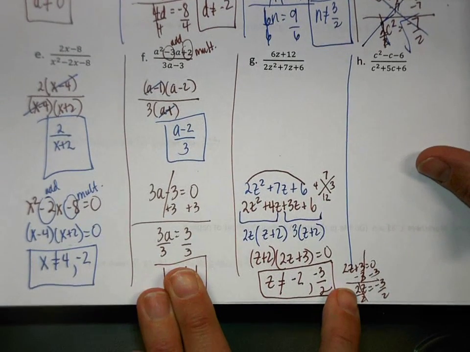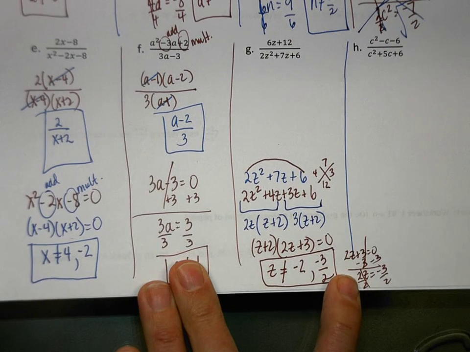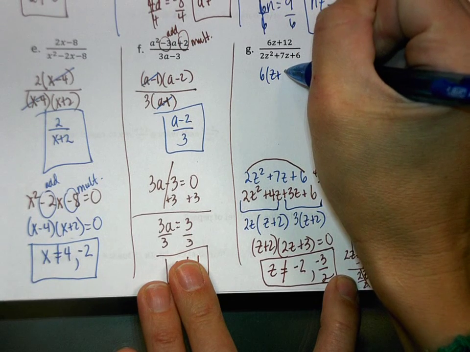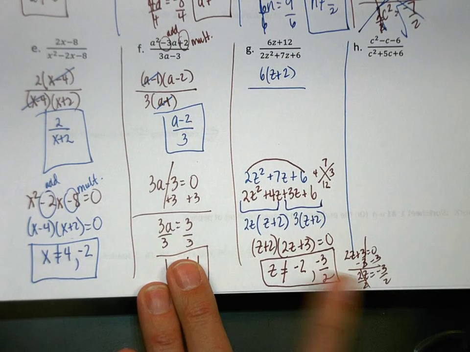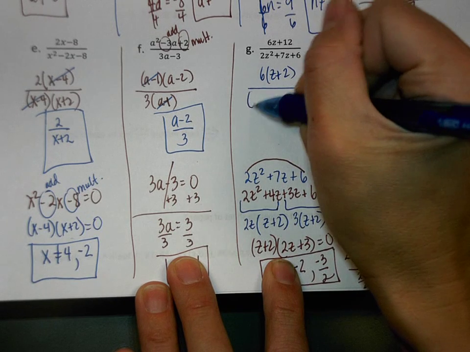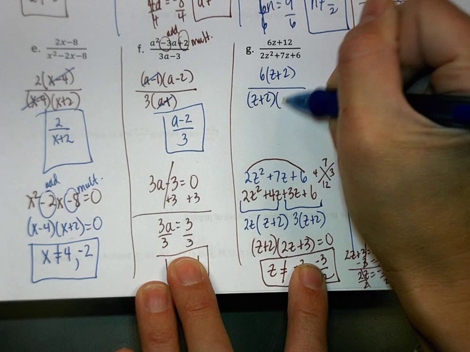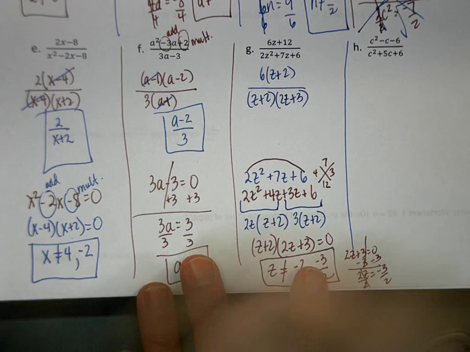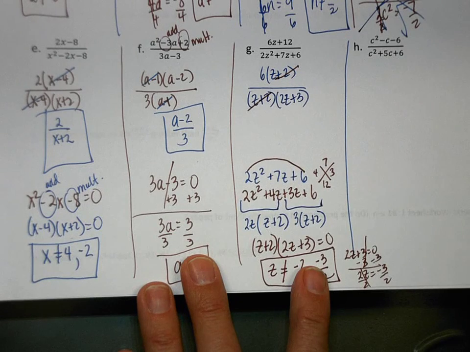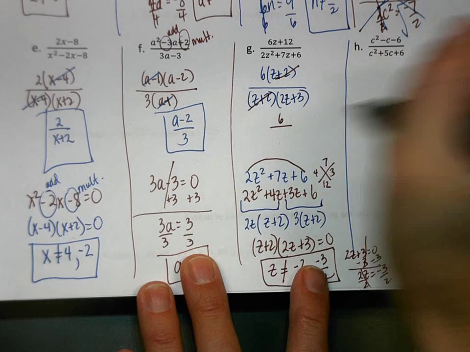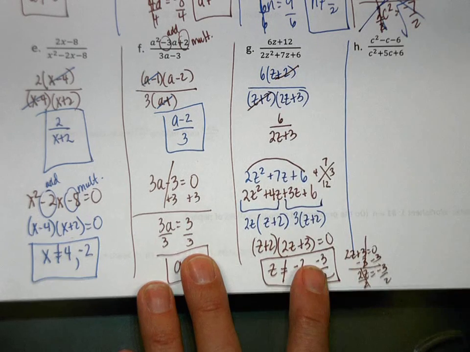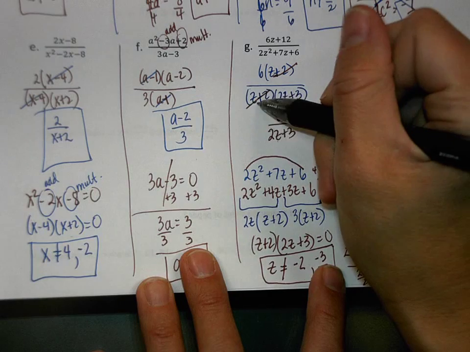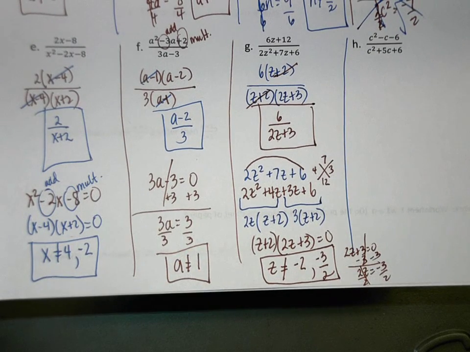So back up to the original problem. What would I factor out first here on the top? 6. And we're left with? Z plus 2, good. And then the denominator we know will be what? Good. And so my z plus 2's can cancel, and we are left with 6 over 2z plus 3. And can anything there reduce? No. Good, because anything that's connected with a plus or minus, you can't cancel unless everything's the same. Okay?